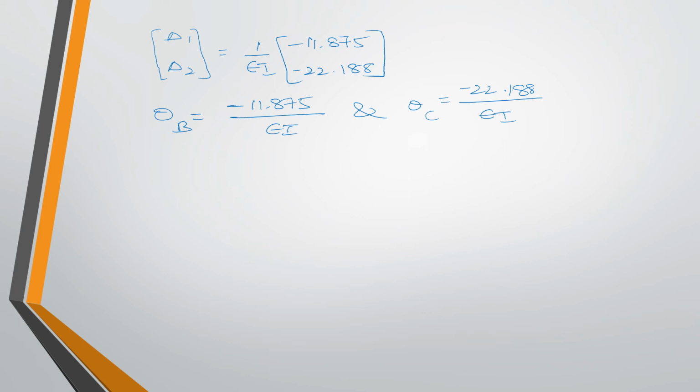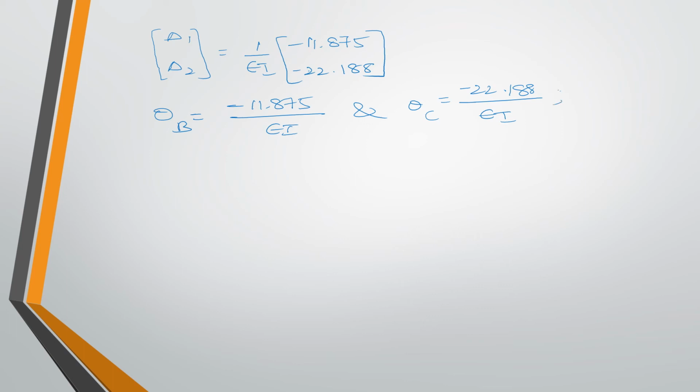1 by EI is common. After simplification, we'll get 11.875 and here minus 22.188. So these are the displacements. Delta 1 is nothing but displacement at coordinate 1, delta 2 is displacement at coordinate 2. Coordinate 1 is theta B. So theta B is minus 11.87 by EI and theta C is minus 22.188 by EI.